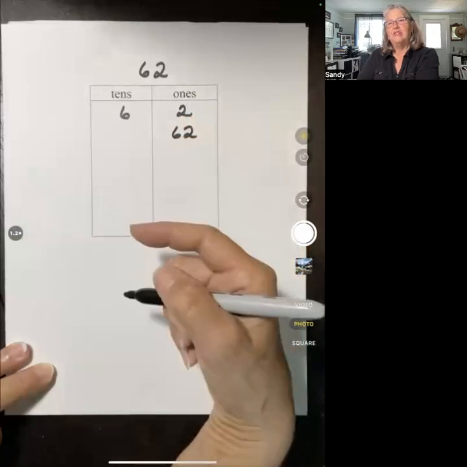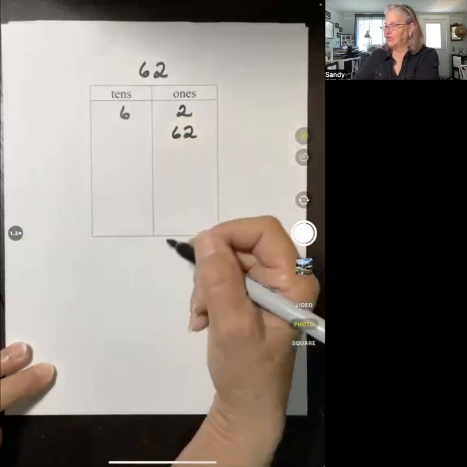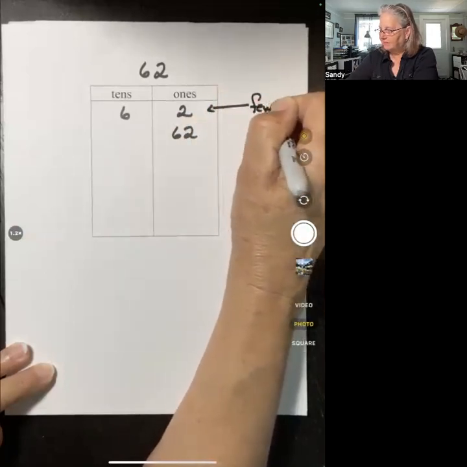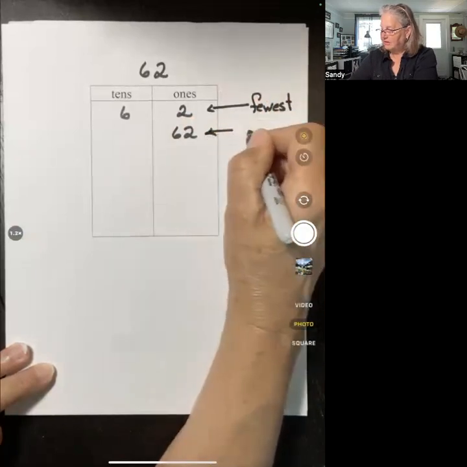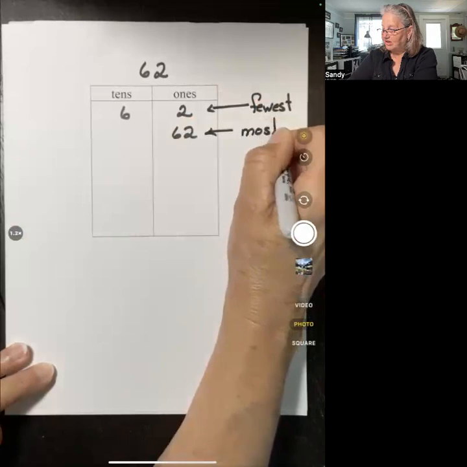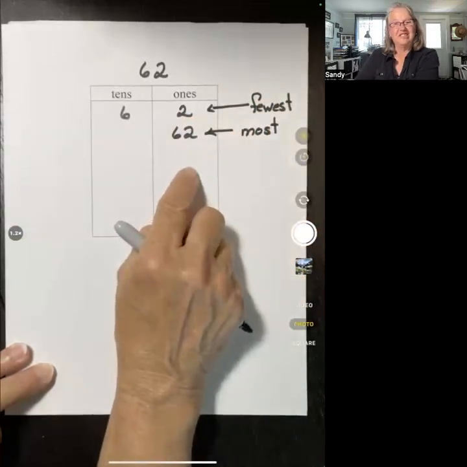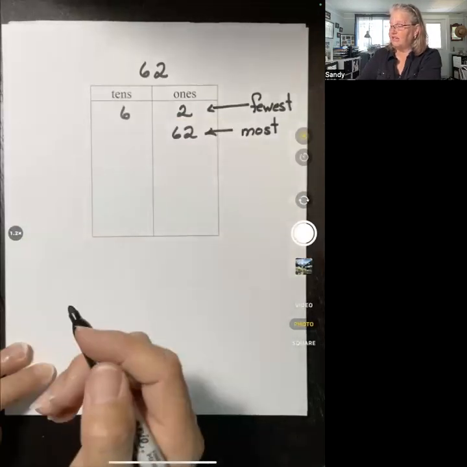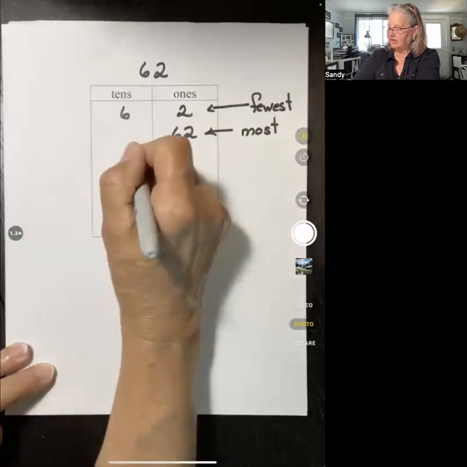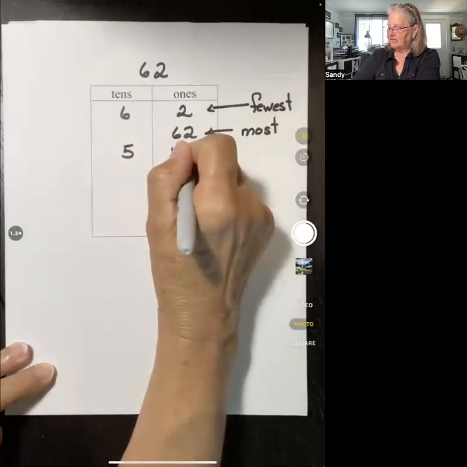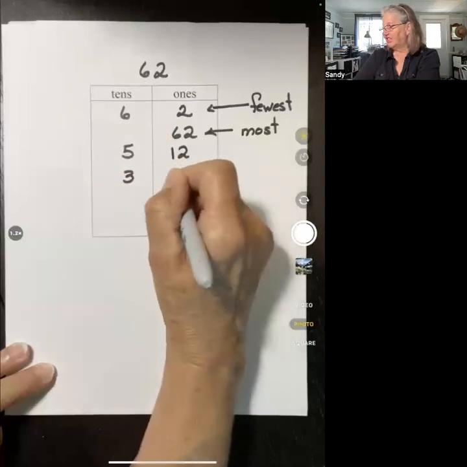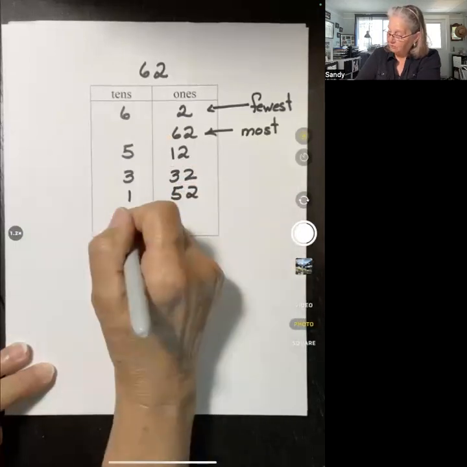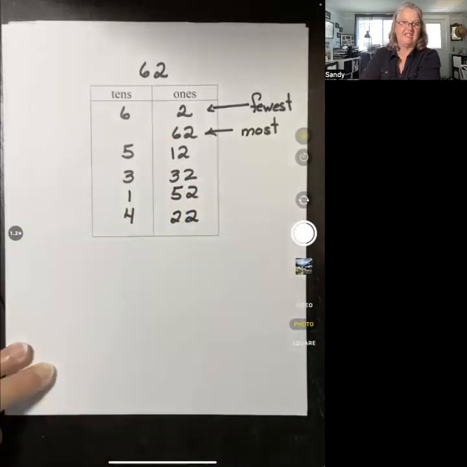And in the addition algorithm language, we talked about which one uses the fewest number of pieces and which one uses the most pieces. I'm going to need 62 ones, or think about if I were making 62 cents, 62 pennies, that would use the most coins to make that. But now there are other ways I could make 62. I could make it with 5 tens and 12 ones. I could make it with 3 tens and 32 ones, or 1 ten and 52 ones. 4 tens and 22 ones. You get the idea, right?